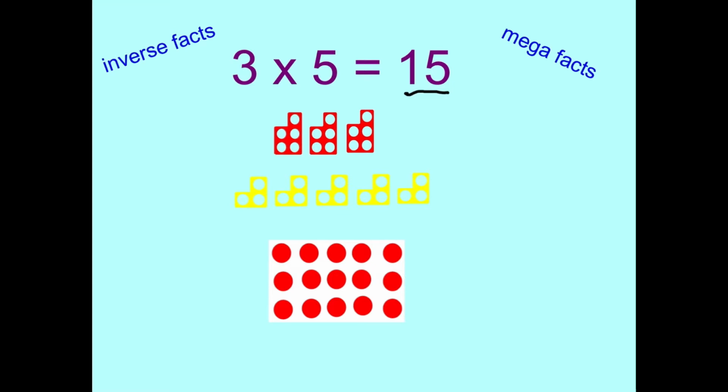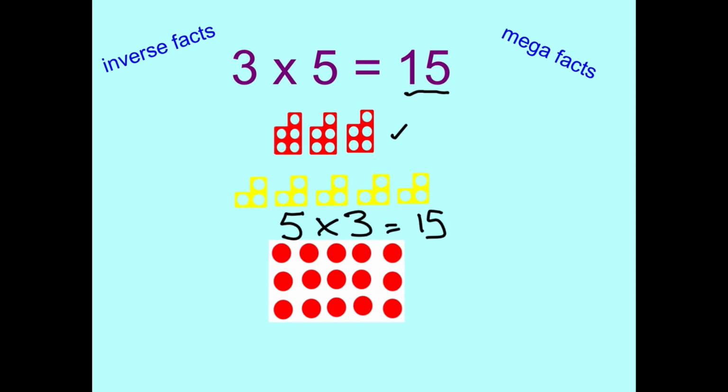So we've got a picture of 3 times 5, and then we've got a picture of 5 sets of 3 equals 15, and at the bottom here I've got an array for 5 times 3, so I want you to draw the array in your book. So use the squares to draw the array.